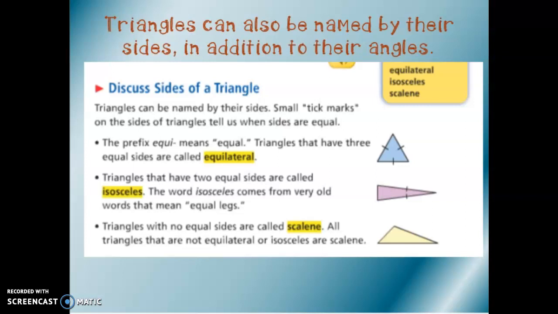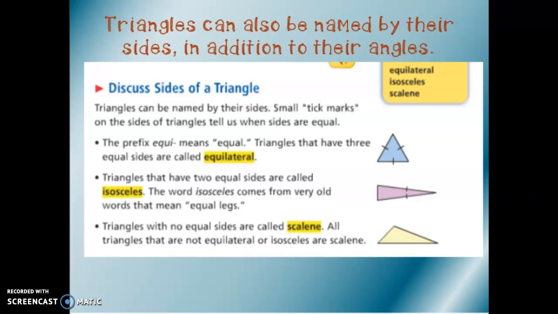So let's look at the sides of a triangle. Obviously three sides, because it is a triangle. They can be named by their sides. Now here's the key that's going to help you an awful lot in today's lesson. The small tick marks on the sides of triangles tell us when sides are equal. Do you see the little lines going through that first triangle? There's a line on each side that tells us that all three sides are equal.